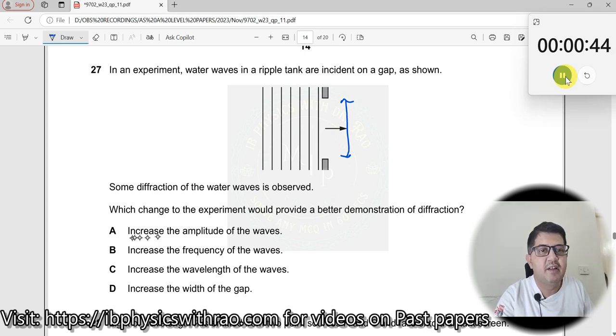Option one: increase the amplitude of the wave. Diffraction does not depend upon the amplitude. So therefore, this is not the right one.